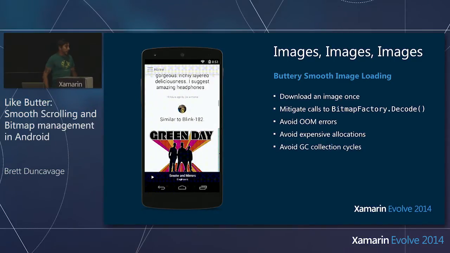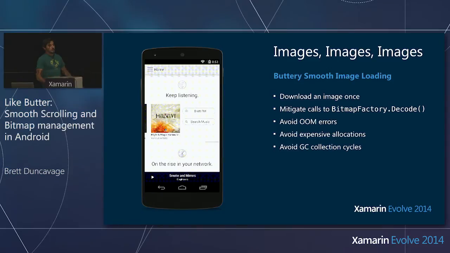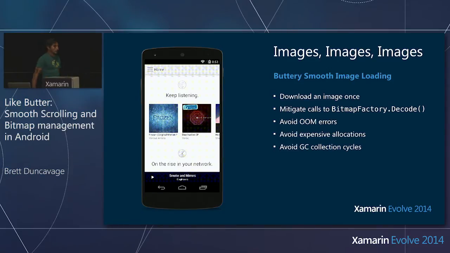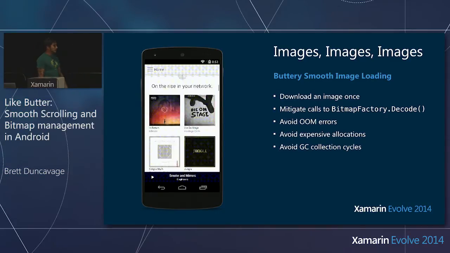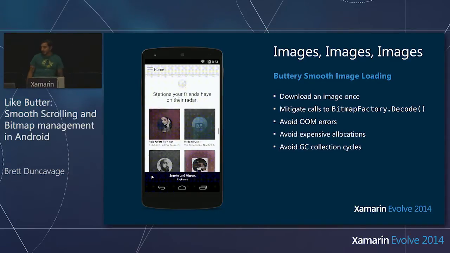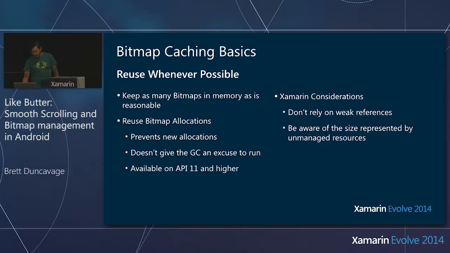If you're caching your bitmaps, you're not making allocations, and the garbage collector won't run. Because if the garbage collector runs in the middle of this, you're going to drop some frames, most likely. So, let's get into the basics.